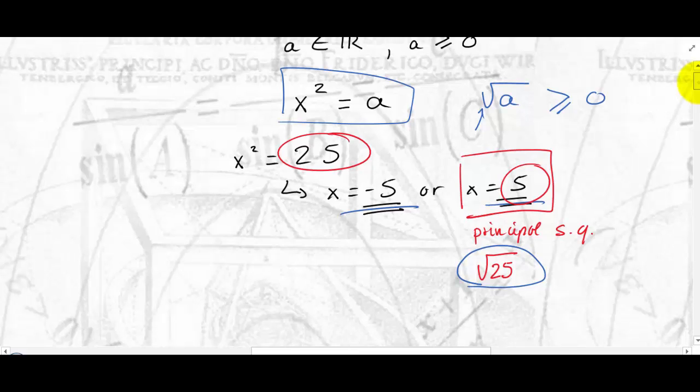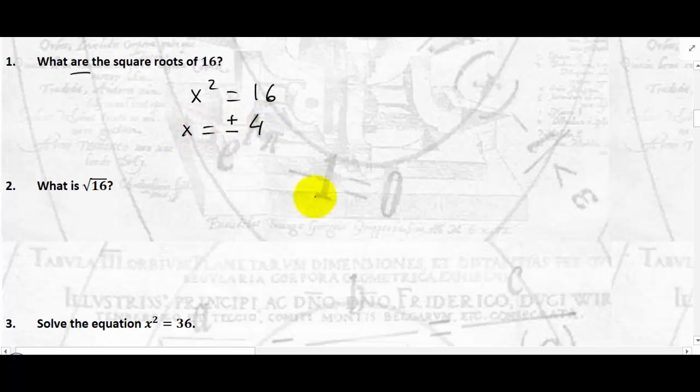All right, let's go over some examples. Number 1, what are the square roots of 16? Well, 16 has two square roots, the solutions of the equation x squared equals 16. This equation has two solutions, x equals plus or minus 4. So 16 has two square roots, plus or minus 4. What is the square root of 16? Well, by definition, it's the positive solution of x squared equals 16. So by definition, the square root of 16 is 4. Please do number 3 and number 4 on your own.